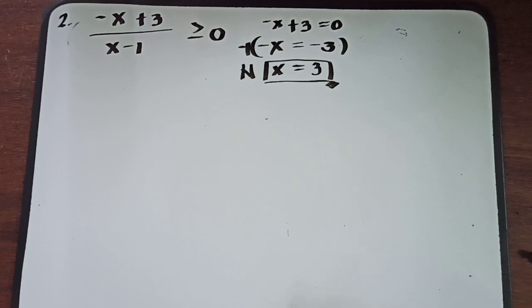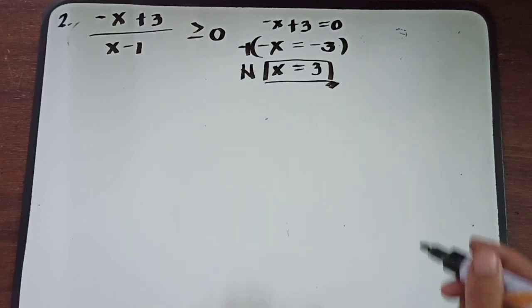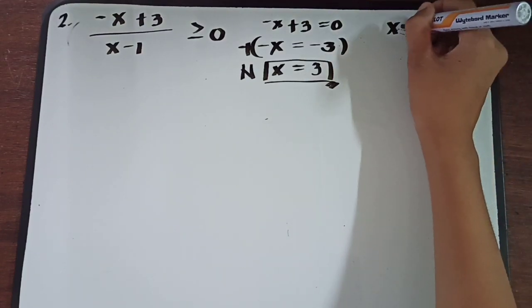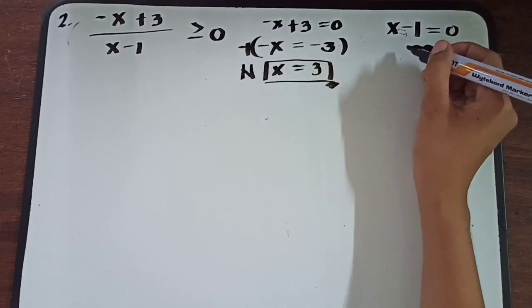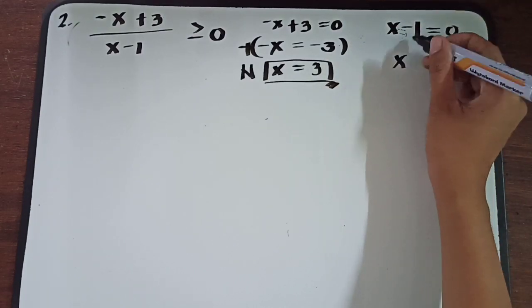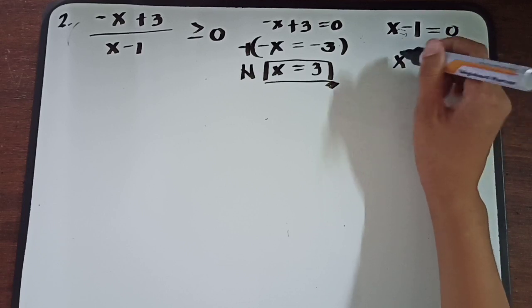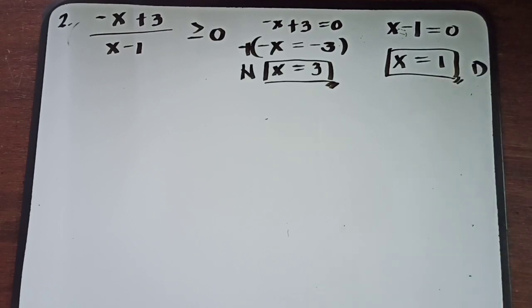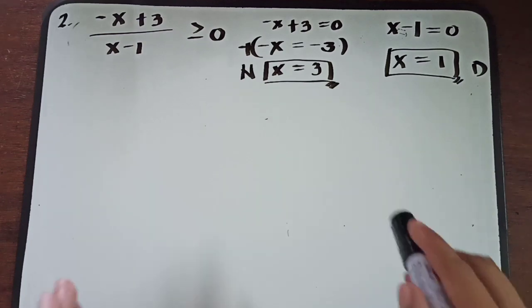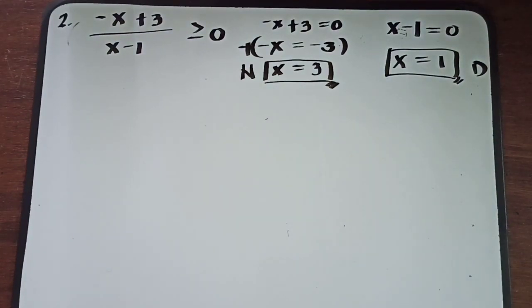Okay, so to find the zero of our denominator, copy the denominator, which is x minus 1 equal to 0, and solve for the value of x. So this negative will become positive 1, and this is the zero of our denominator. Okay, so the next step is you're going to make a number line, or you're going to represent this using a number line.